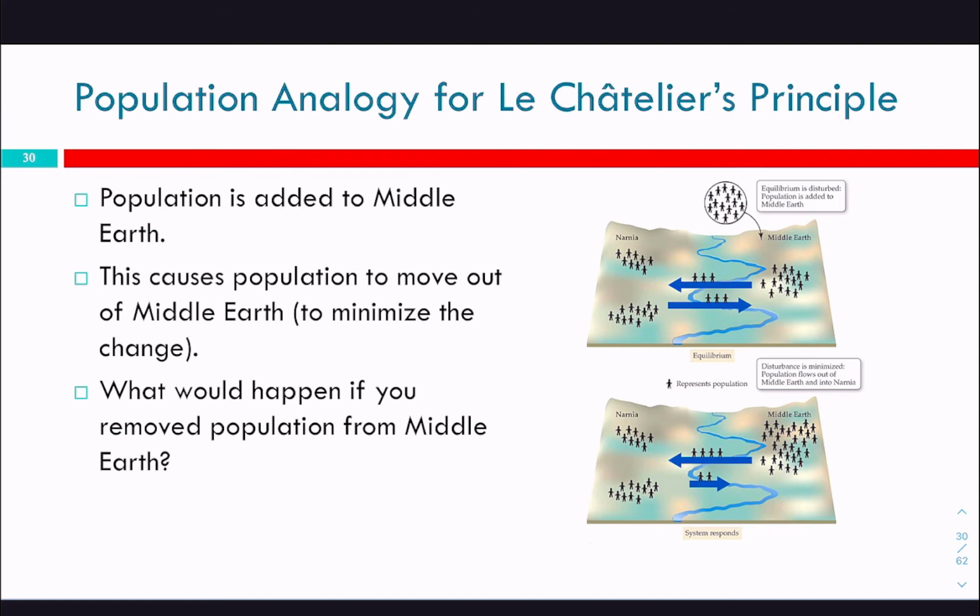This is the way that chemical reactions work, in that if you add more to one side, it will shift the equilibrium so that there are more on the other side. So it'll take those products, if you add products, and make more reactants. If you removed people from Middle-earth, suddenly there's a bunch of extra space, a bunch of empty houses. People will move from Narnia back to Middle-earth.